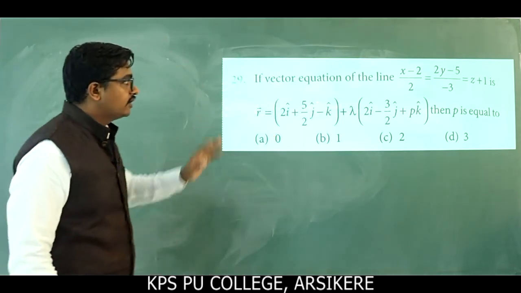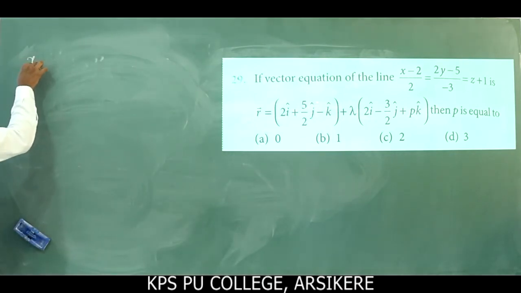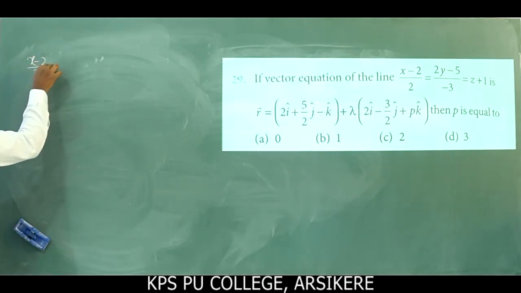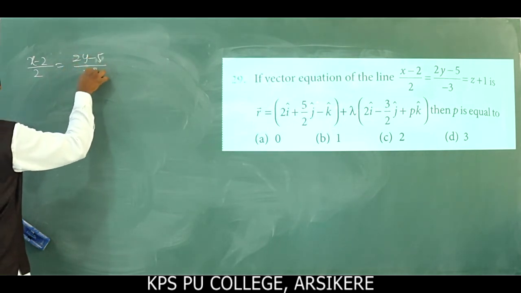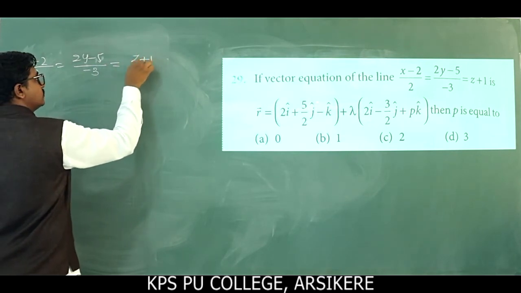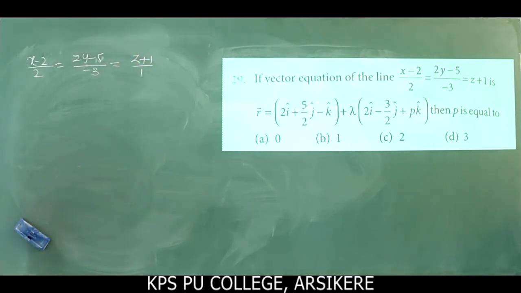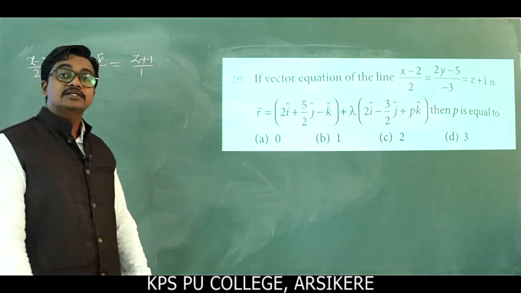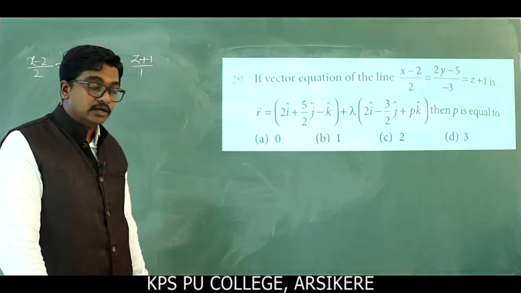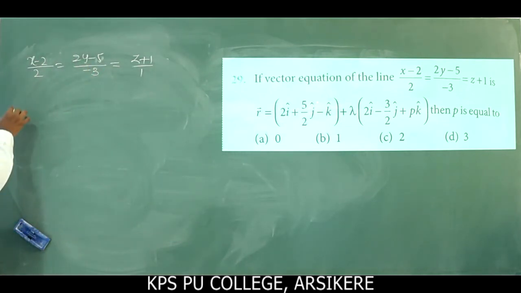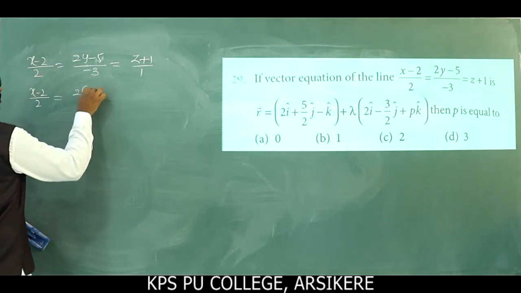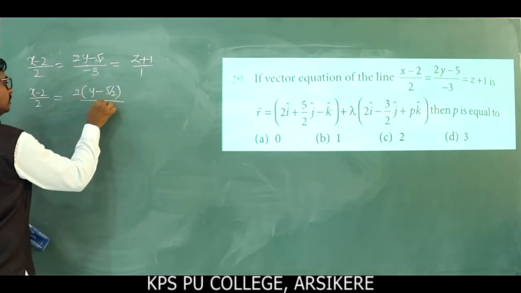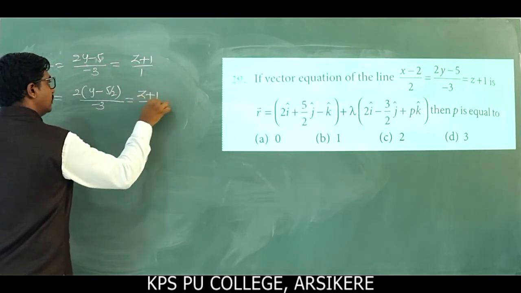First find the vector equation for the given Cartesian equation. (x - 2)/2 = (y - 5)/(-3) = (z + 1)/1. Remember, the coefficients of x, y, z in the equation must be 1, right? But here we have 2, so I take 2 common. (x - 2)/2 is equal to, if you take 2 as common, (y - 5/2)/(-3) is equal to (z + 1)/1.